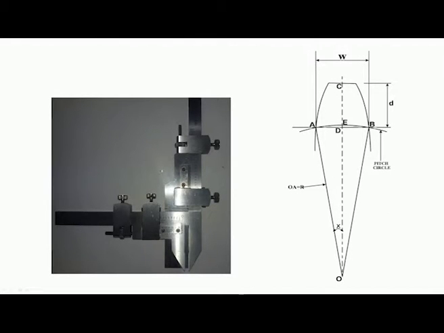This photo shows a gear tooth vernier caliper. You can see the jaws here. We have two jaws, then we have the horizontal scale with vernier, and then we have a vertical scale with vernier here, and this is the blade or tongue which will move up and down.